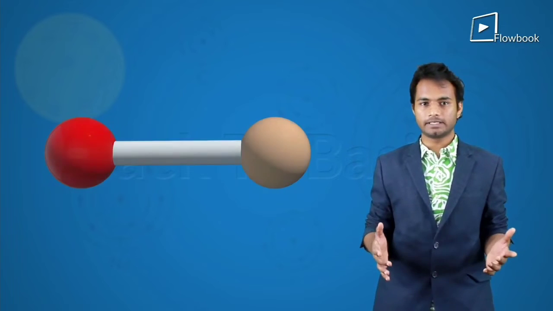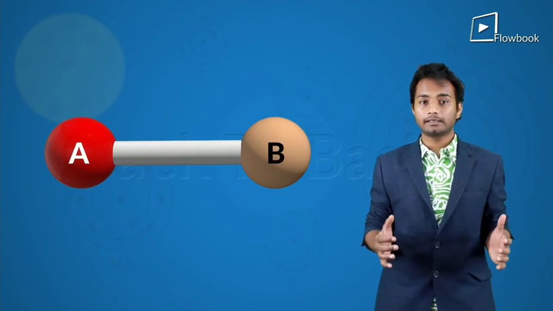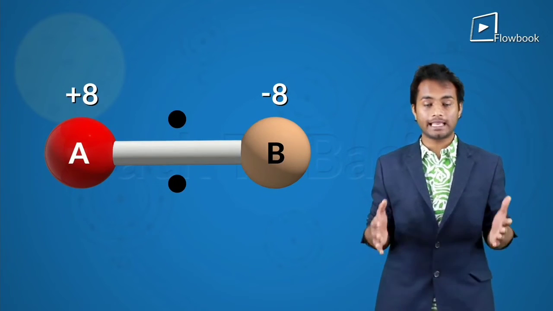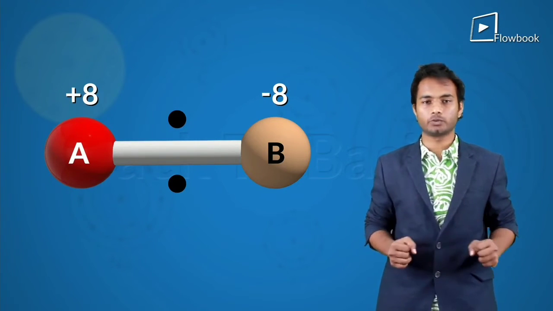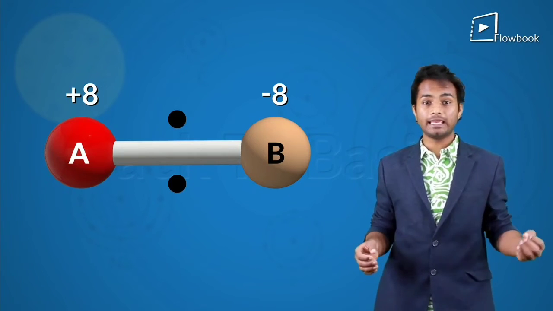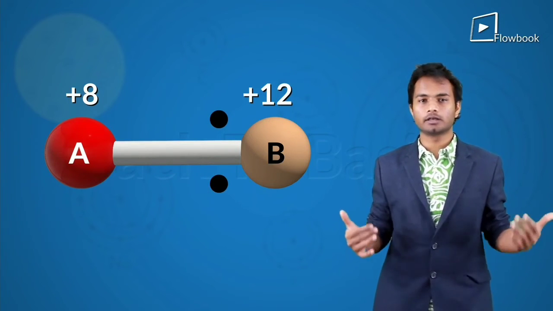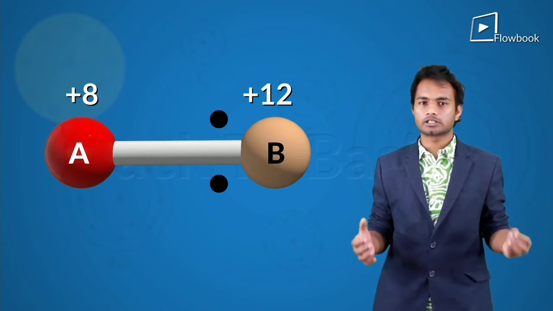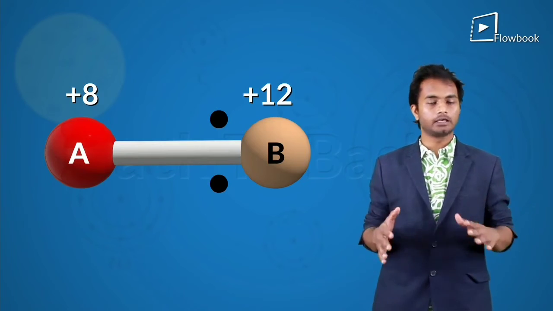Basically, if you have two elements A and B, and if A and B have similar electronegativity values, then the electrons must be hanging out somewhere in between, because they both attract them equally. But see, if B has an electronegativity value greater than A, then that means B attracts the electrons more than A. So, the electrons will be somewhere near B.